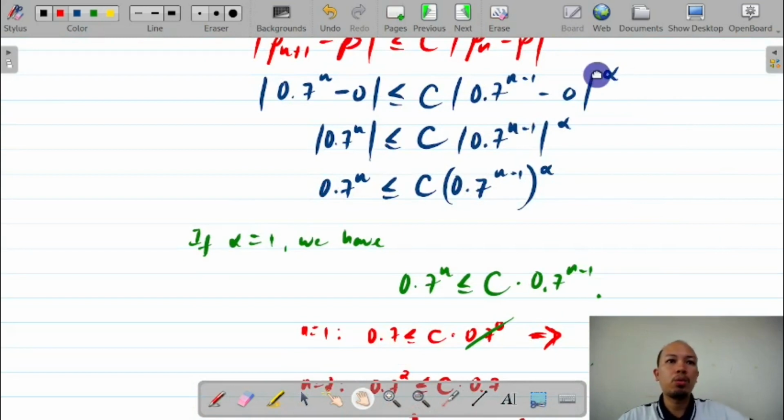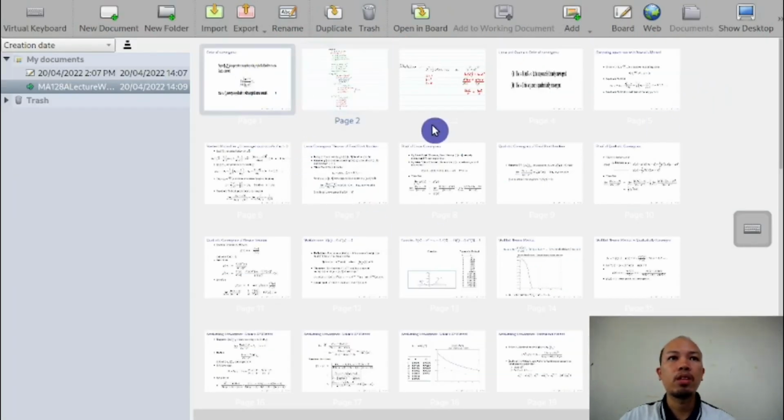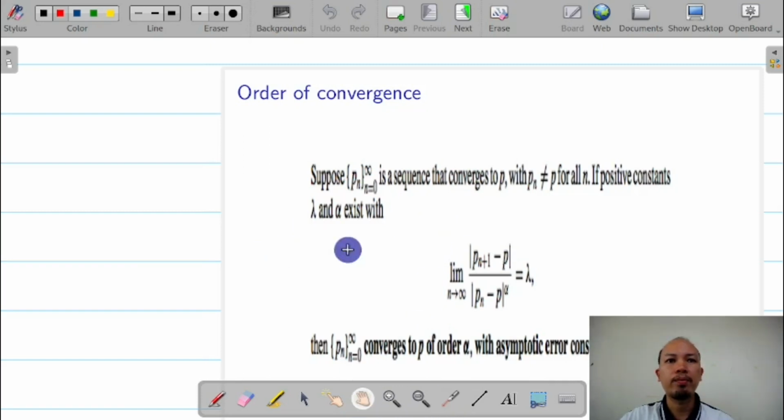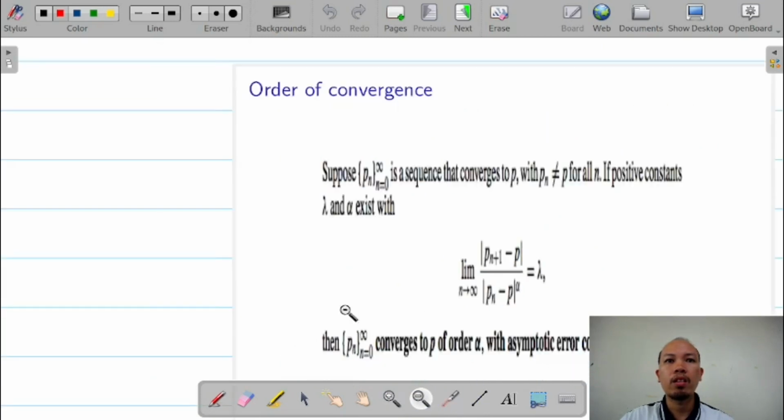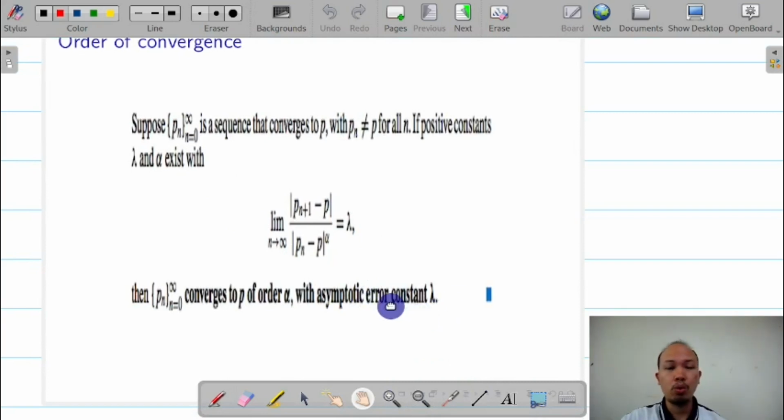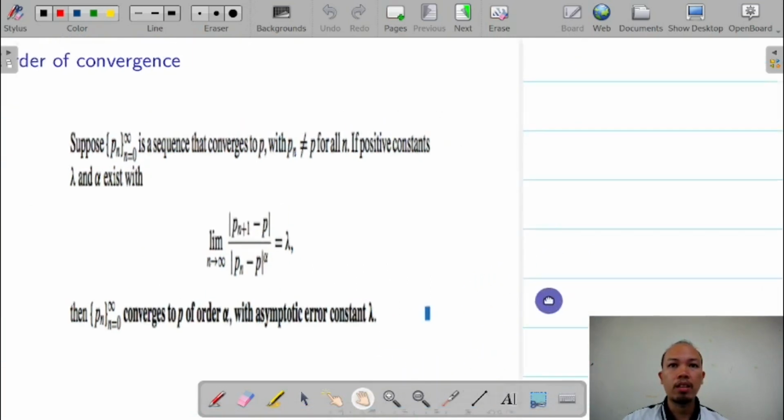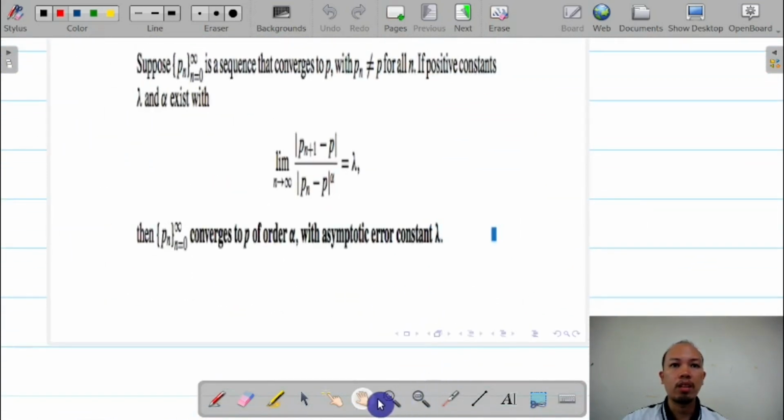But if we try to use the other definition, this definition, sorry, if we use this definition to show that example 25 is indeed linearly convergent, then this definition is much easier. So let's try it, it's somewhere here.